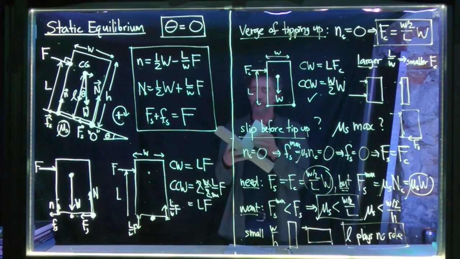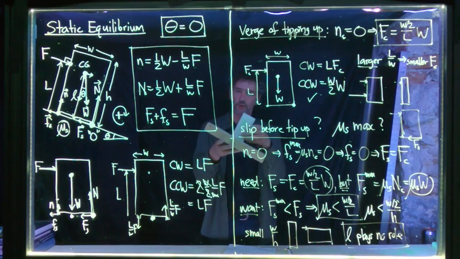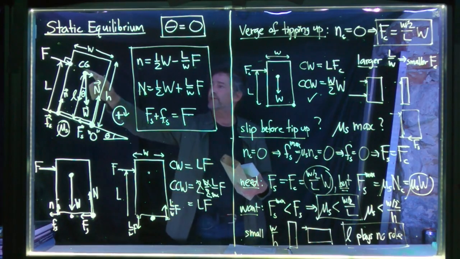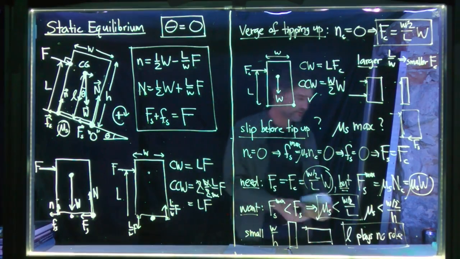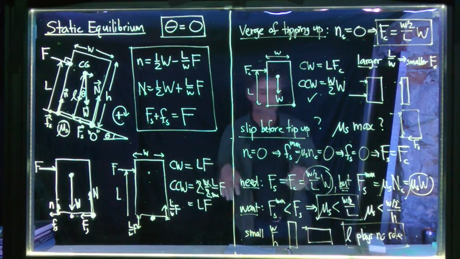Okay, so next we're going to talk about this situation where we are not applying a horizontal force, but we're just tipping the incline more and more and more. And at some point, that fridge is going to tip over. And there, that height of the center of gravity above the ground makes a huge difference. Okay, so let's go on to that. So I'll erase the board and be right back.